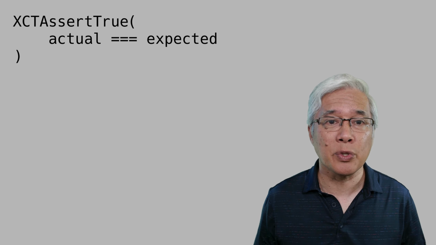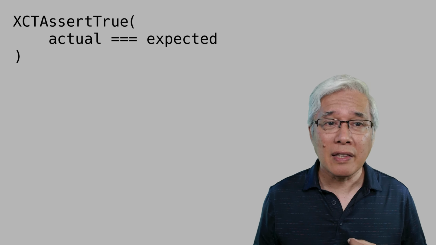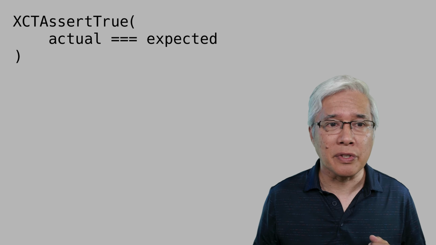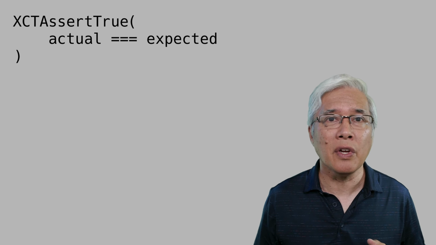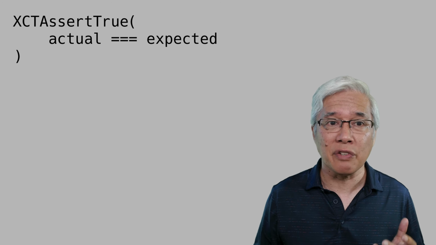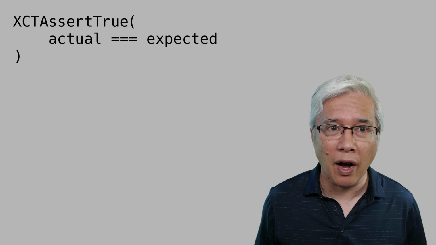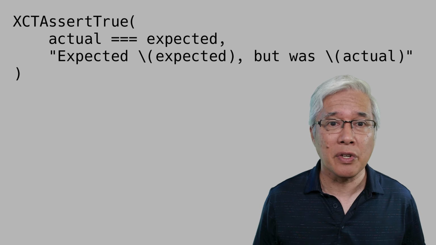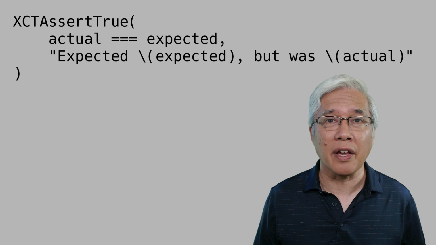And I've asserted this comparison using XCTAssertTrue. But unlike XCTAssertEqual, XCTAssertTrue doesn't have anything useful to say about mismatches. All it knows is that the condition failed. It doesn't say why. So I add a descriptive failure message. The result usually looks like this.